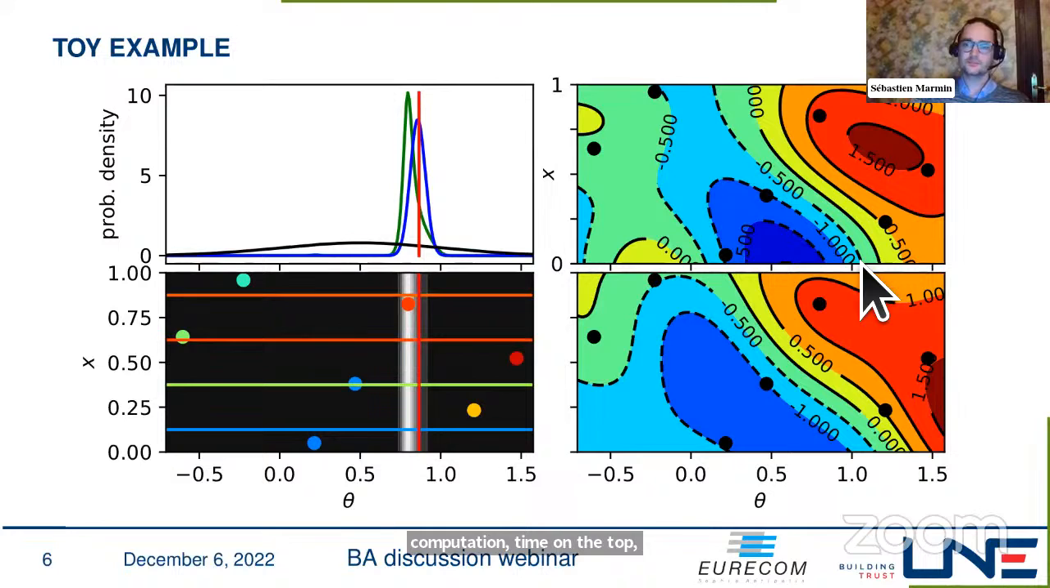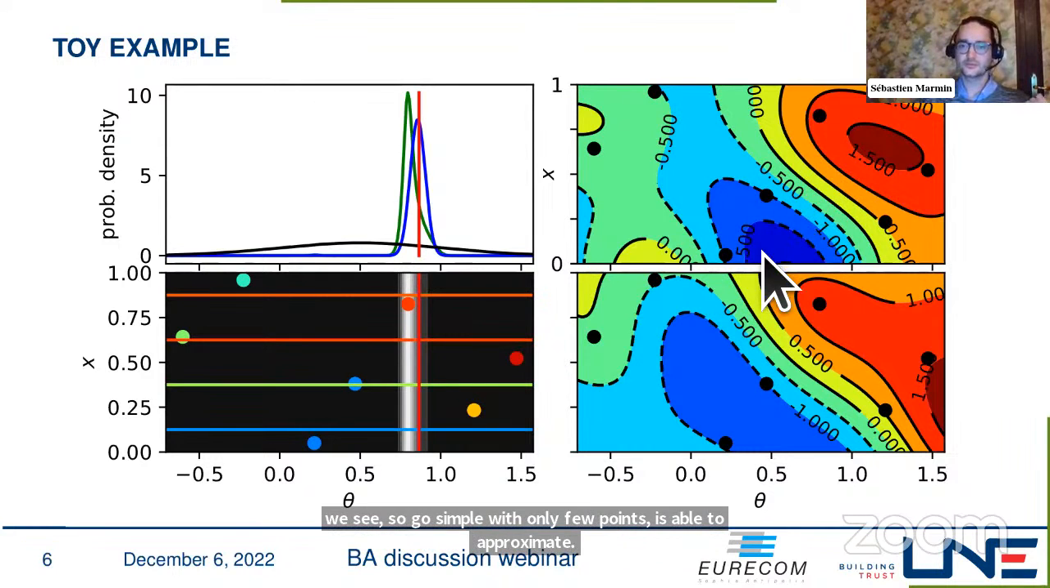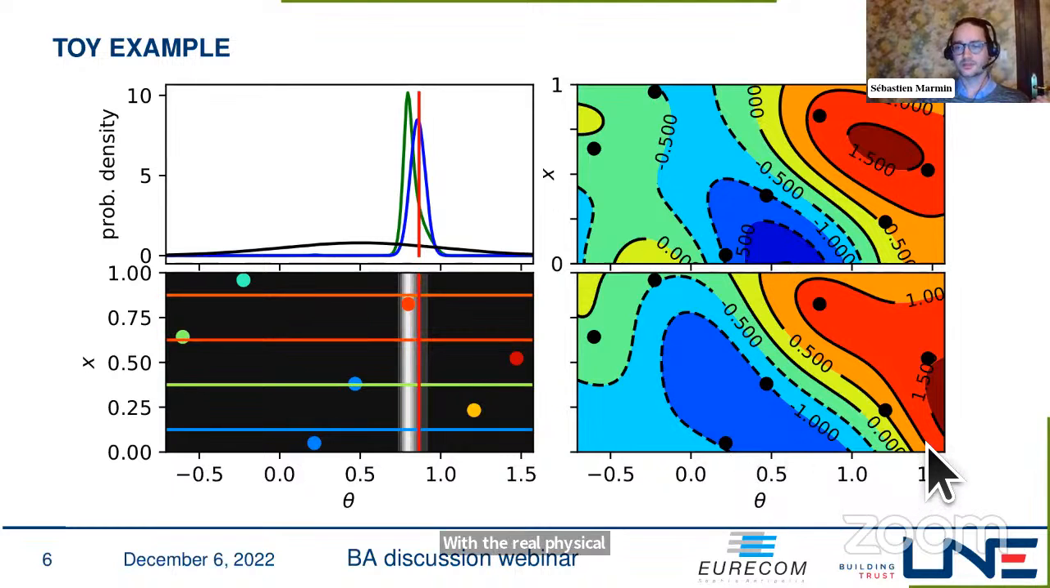On the top right panel, we have our physical phenomenon. We assume we have a physical phenomenon with two inputs, x and theta. Theta, we don't know it. And at the bottom, we have our Gaussian process approximation of the real phenomenon. We see the Gaussian process with only a few points is able to approximate the real physical phenomenon well. And this will be our computer code. For this example, the discrepancy is only a small white noise.